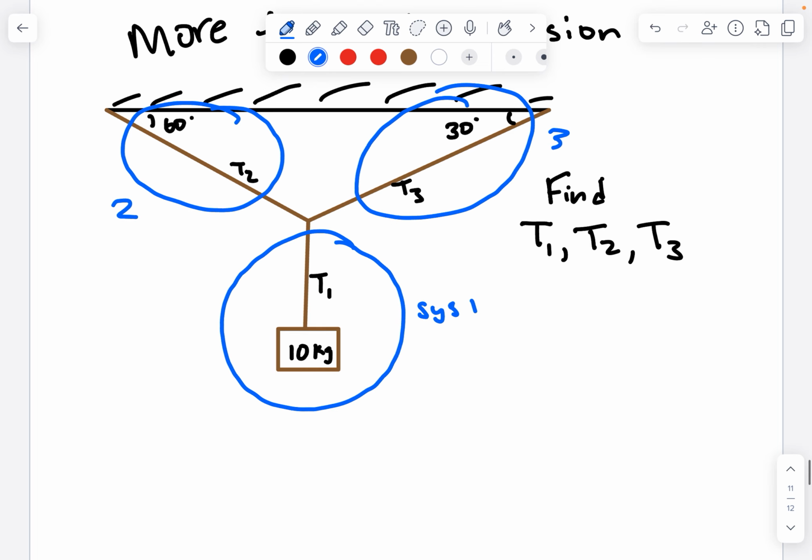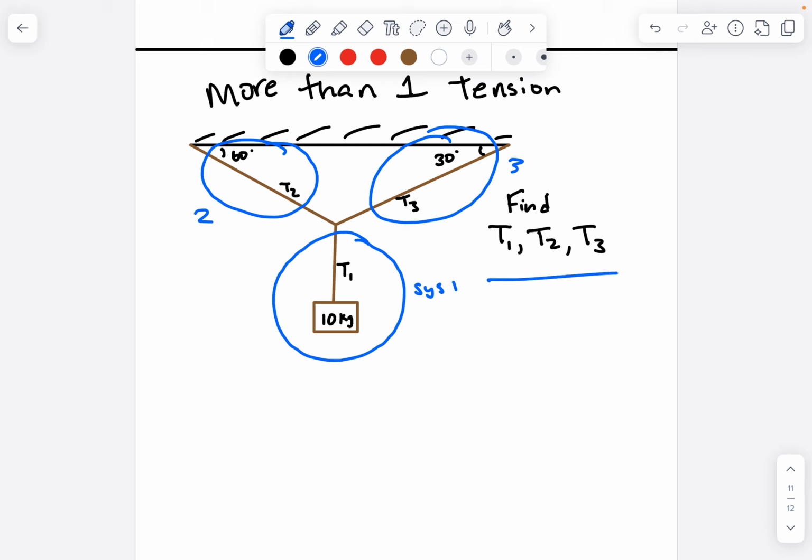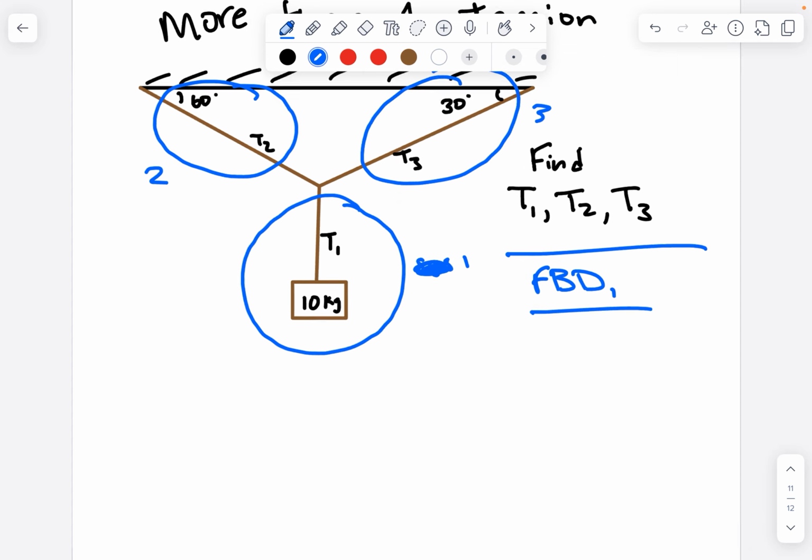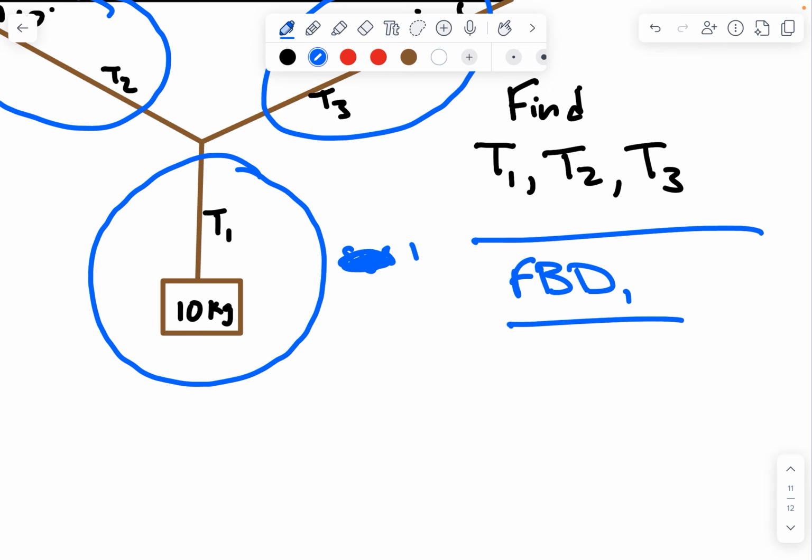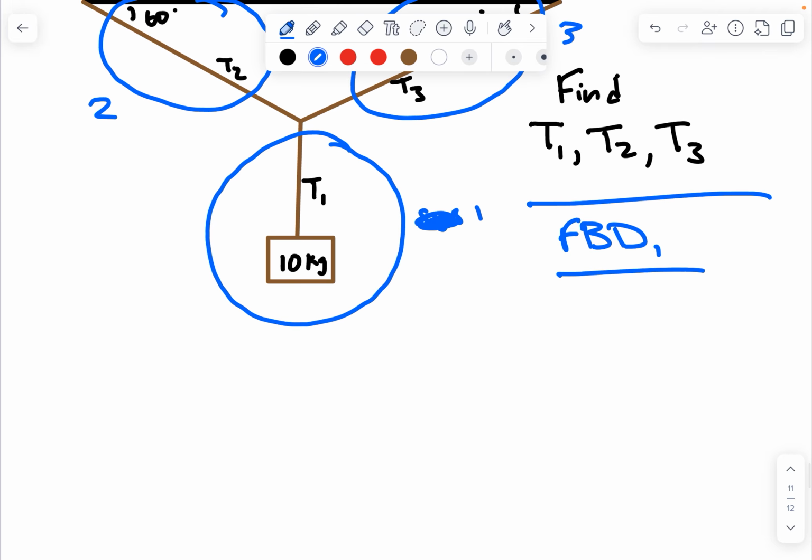All right, so I'm going to go ahead and start my free body diagram 1. That'll be just system 1. Technically, it's not system 1, system 2, system 3. It is all one system, but it's three different parts of a system, so you can ignore that. But that's just me being technical. All right, let's draw a free body diagram.